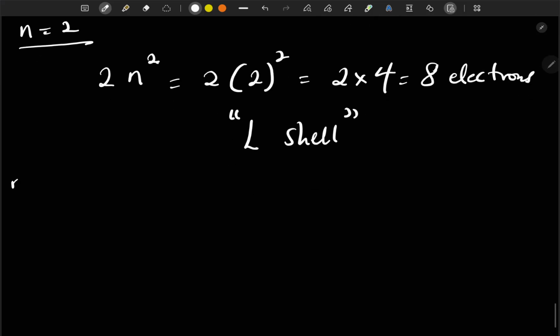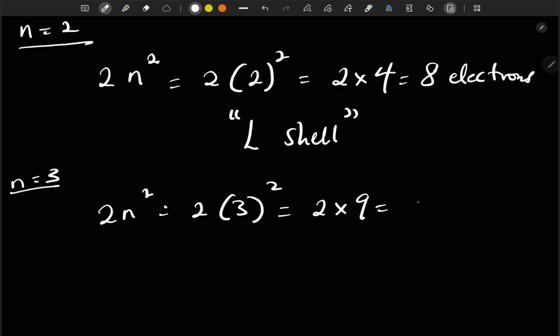So let's also do that for the third shell, where we are going to stop for this particular video, because we won't go beyond the third shell. 2n squared is equal to 2 multiplied by 3 squared, which is equal to 2 times 9, 18 electrons. So which means the third shell, which is the M shell, can occupy up to 18 electrons and not more than that.